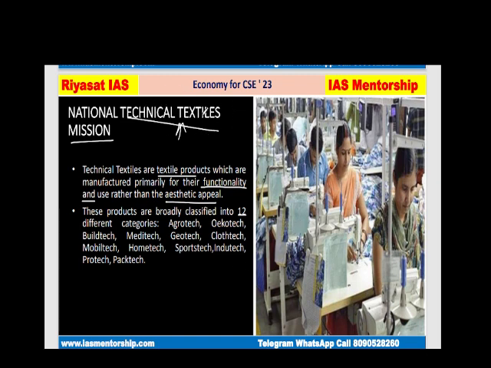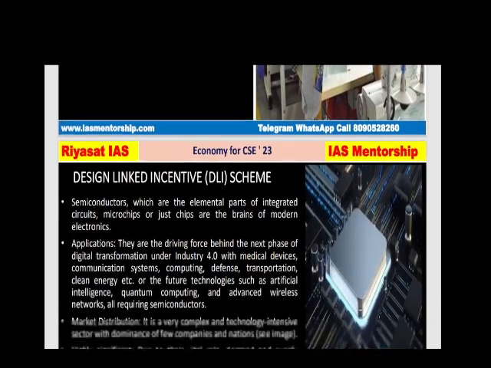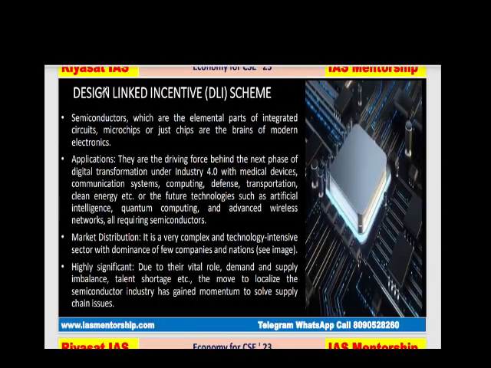Textile, technical textile, very important, can come in your one-statement question. Next, Design Linked Incentive Scheme, DLI. Basically, you will get an incentive on design, this is such a scheme.